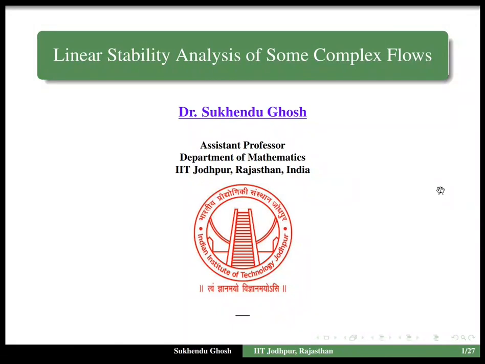And our next speaker for this third and final session today is Dr. Sukhendu Ghosh. Sukhendu is working as an assistant professor in the Department of Mathematics, IIT Jodhpur. He finished his PhD and Masters in Mathematics from the Department of Mathematics, IIT Madras, and then he briefly worked as a postdoc in ULB Brussels and also a couple of jobs in between. So he'll be today talking about linear stability analysis of some complex flows, and his research interest includes hydrodynamic instabilities, mathematical modeling, and Lie group applications.